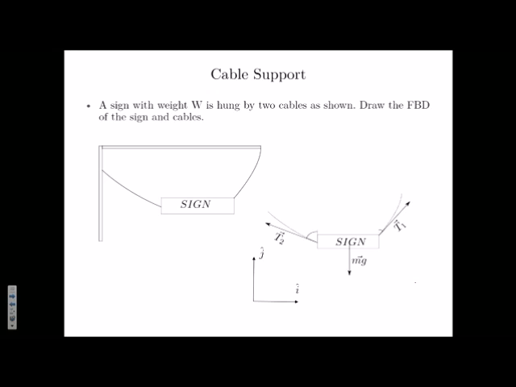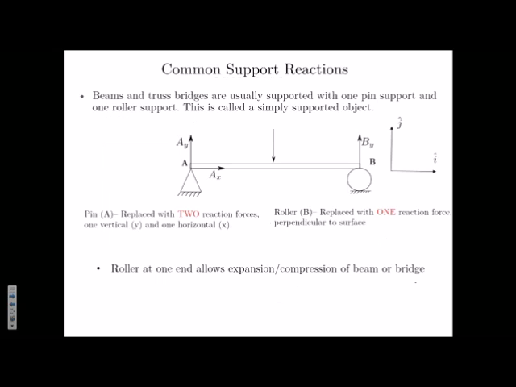Example, if you have a sign connected by two cables, we know cables can only apply tension. So what you have to do is just draw the tension, and in this case they're drawn in the tangent direction, and you have the weight. That's it. And notice how I also draw the coordinate system. It's very important. Then we have commonly supported reactions. Now, when you get to 260 and 363, you will deal with these kinds of things pretty much every day, so it's important to understand this now.